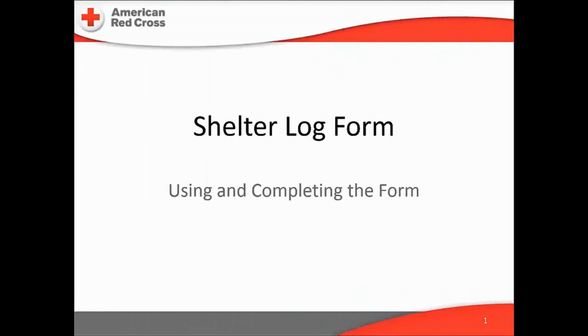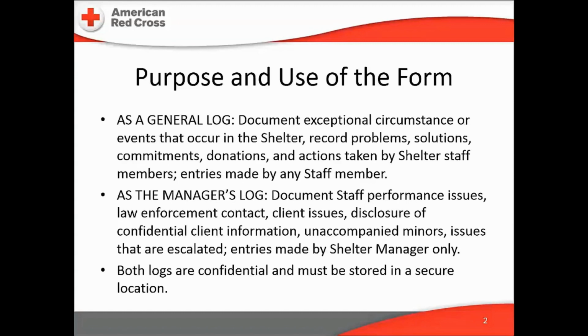This video is part of a series intended to give an overview of the forms used by American Red Cross in our shelter operations. The shelter log form is used to record anything and everything that happens at the shelter. There are 2 main uses for this log form: as a shelter log, which records the usual and unusual happenings in the daily life of a shelter, such as staff changes, deliveries, donations, success stories, lessons learned. In short, it's the diary of the operation.